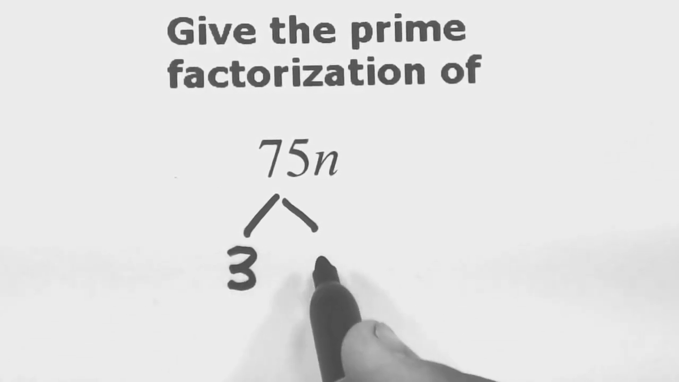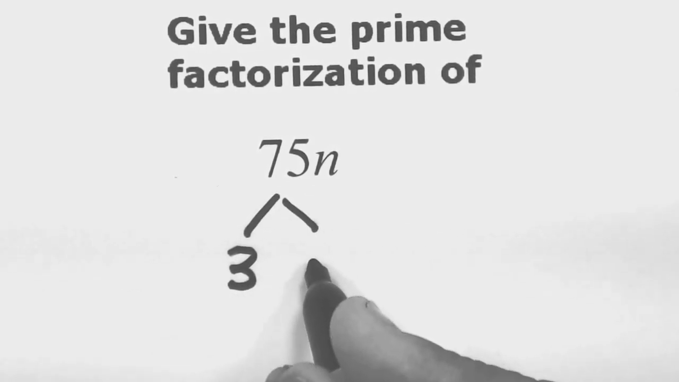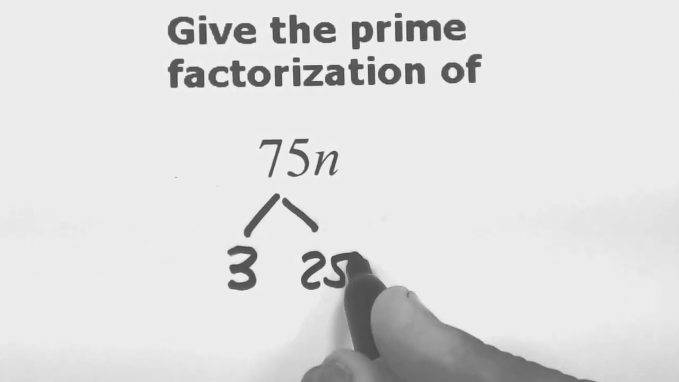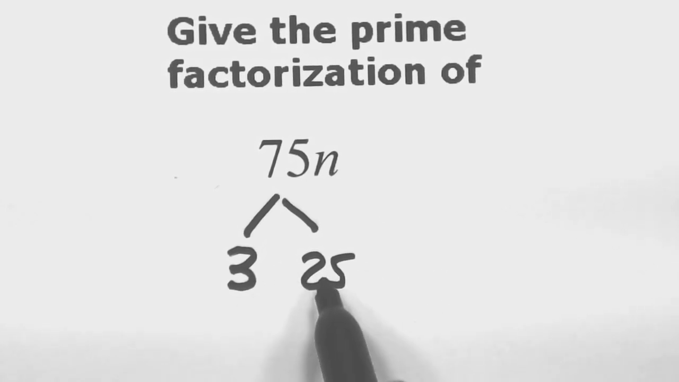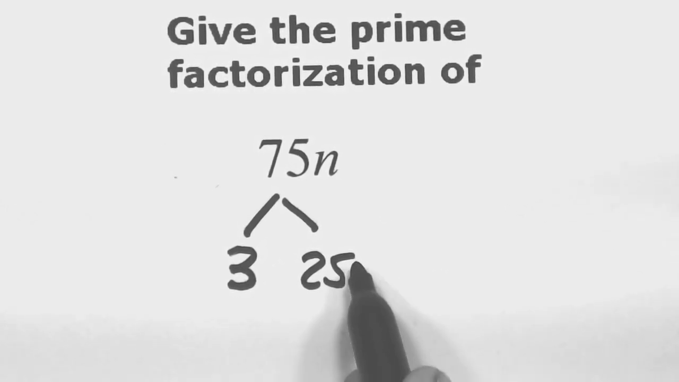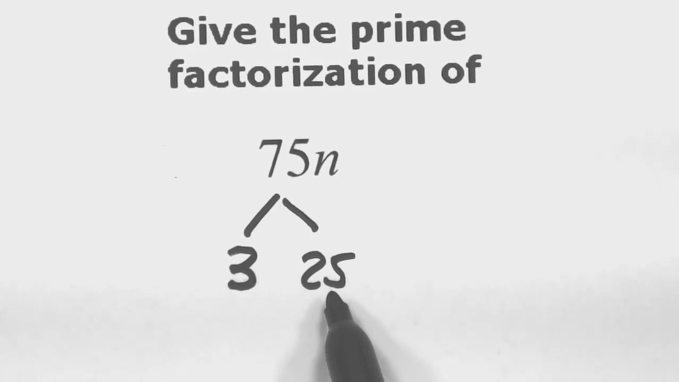And now, 3 times what equals 75? Well, 3 times 25. Well, the sum of the digits now is 7. 3 does not go into 7, so there's no 3's in 25. So now we'd go up and try the next highest prime. The next highest prime after 3 is 5.